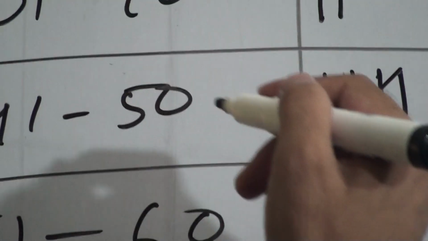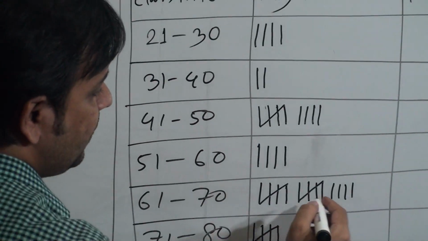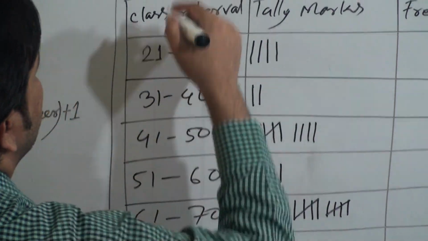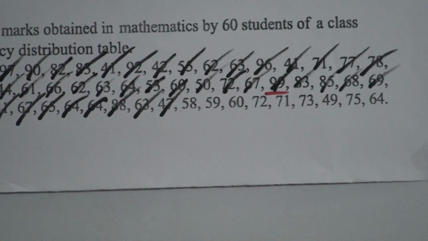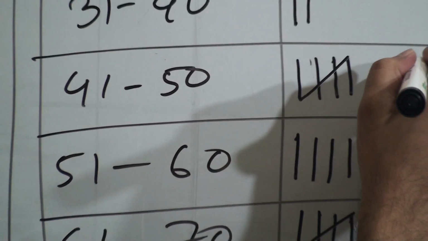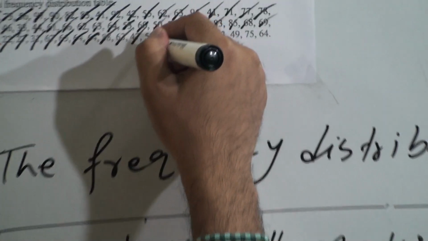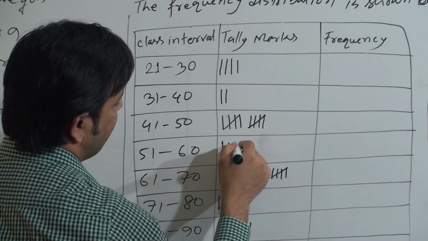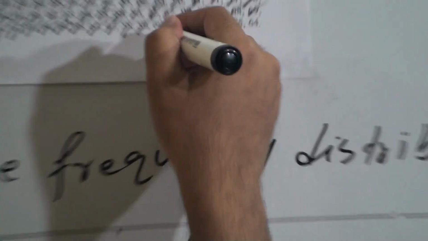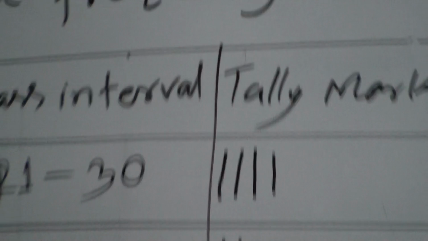81 to 90. 63. So we can write 63 here. Now go to the next number, 47. 47 will be in 41 to 50. So we can write in this way. Now 58, what is 58? 51 to 60, there is 58. Now 59, yes, 59 is also here again.